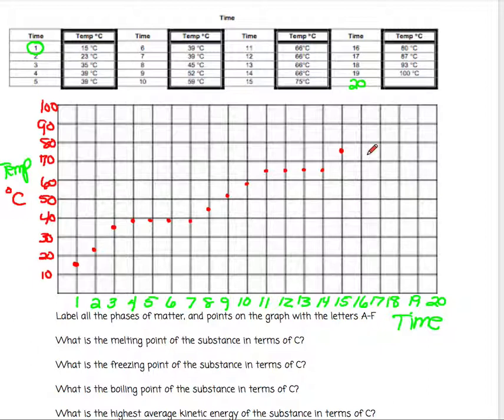Alright, 15 minutes, it's 75. Oh, I'm sorry, I'm at 16 minutes, it's 80. And then 17 minutes, it's 87. And 18 minutes, it's 93. And 19 minutes, it's 100. I told you, it's getting late. Okay, let's connect the dots.